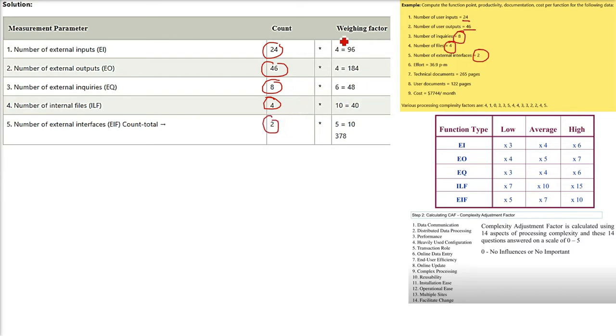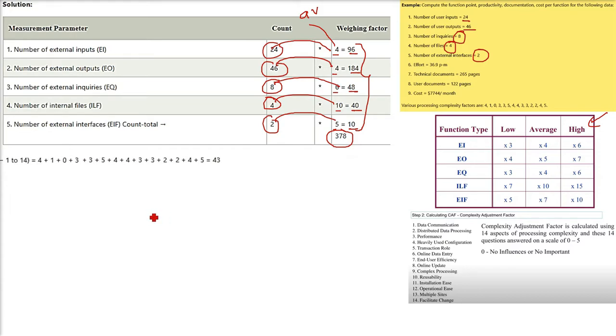Now let us assume, for example, these are empirical values. I'm not going to use them. I'm just saying that for this particular project, the average weighting values are 4, 4, 6, 10, 5. I've just changed the numbers. This box is just for example. So what we'll do: 24 into 4 is 96, 46 into 4 is 184, 8 into 6 is 48, 4 into 10 is 40, 2 into 5 is 10. So these values have come. Now we are going to add them, and the count total is 378.